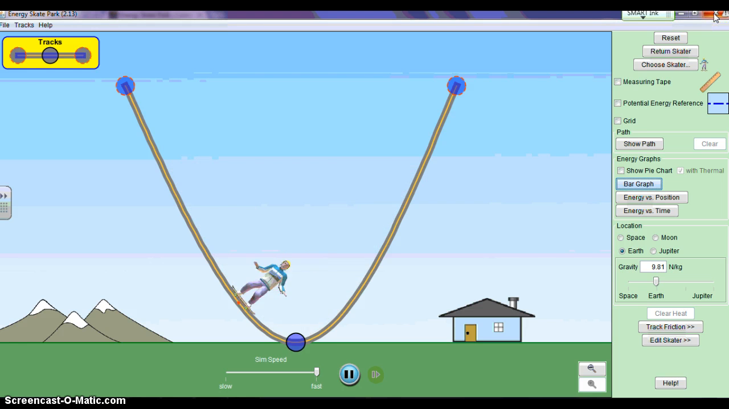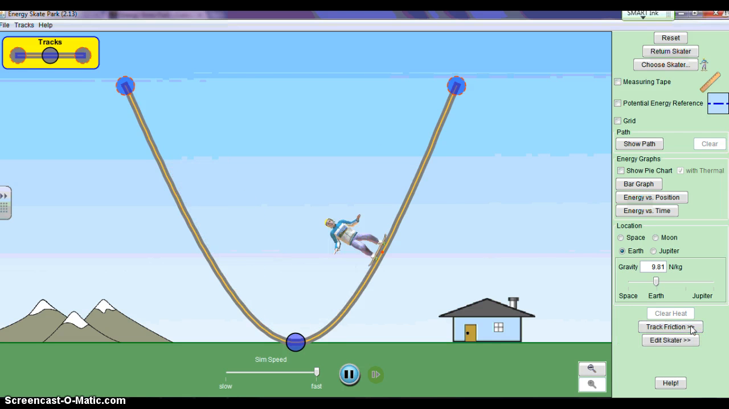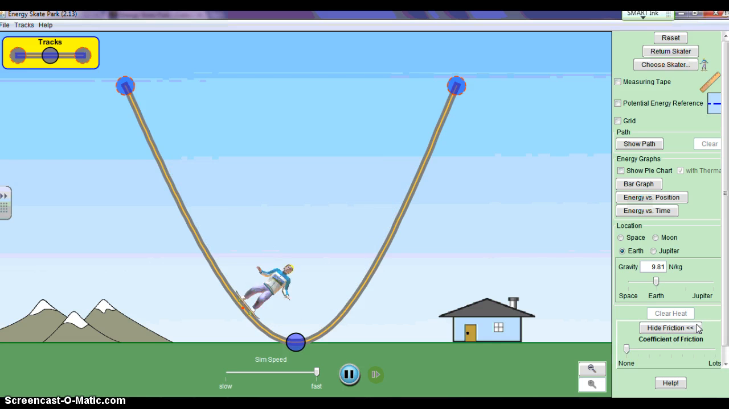Now, one thing you will see is, hey, he keeps returning to the same height. This isn't very realistic, because if I were to do this, I'm going to go a little bit lower, a little bit lower, a little bit lower. So one thing you'll say is, hey, there must not be any friction. So you can actually turn friction on the right-hand side as you see me clicking here, and that'll be something you take a look at a little bit later.